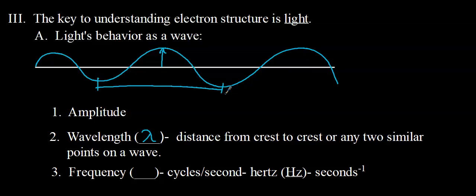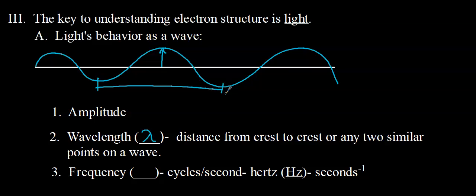When we're talking about wavelength of light, this is usually given to us in nanometers or angstroms. A nanometer, if you recall, is a billionth of a meter, so 10 to the negative 9th meters. An angstrom is 10 to the negative 10th meters. I think your book primarily uses nanometers.